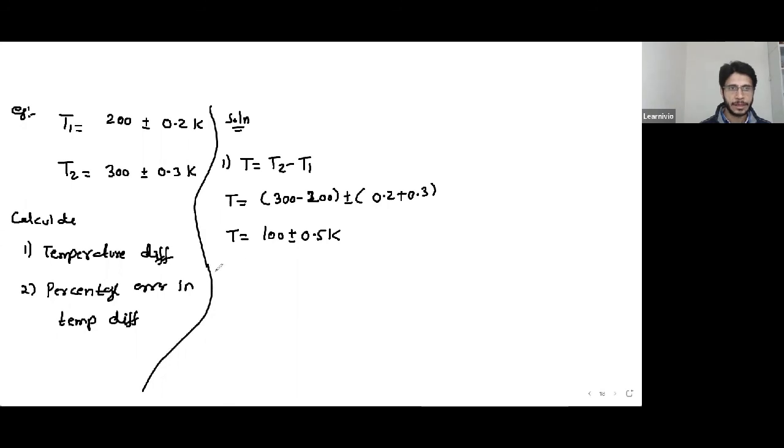In the second part, if you want to calculate the percentage error, it is delta T by mean value multiplied by 100. When I write delta T, it means the mean absolute error. This is the mean absolute error. This is the mean value. So this is 0.5 divided by the mean value, multiplied by 100, which gets cancelled out. So that's 0.5%.